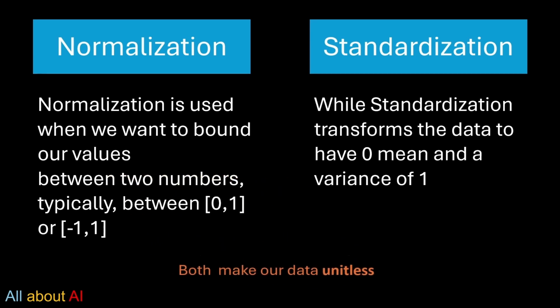Now, both of these make the features unitless. Which means if we are comparing between multiple features, after we apply them, all these features become unitless. It doesn't matter whether it's a kg or gram or milligram, it will convert in such a way that from the algorithm's point of view, all are similar.